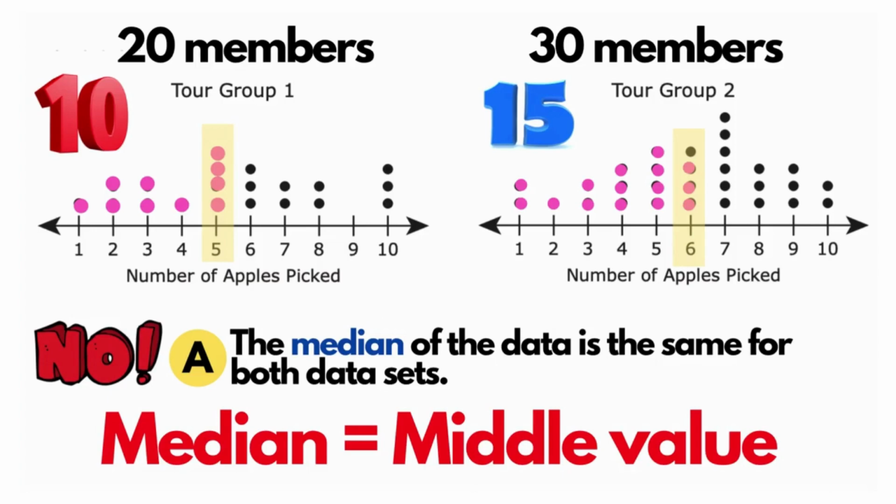It asks, is the median of the data the same for both data sets? Well, no. On tour group 1, the median is 5, and on tour group 2, it is 6.